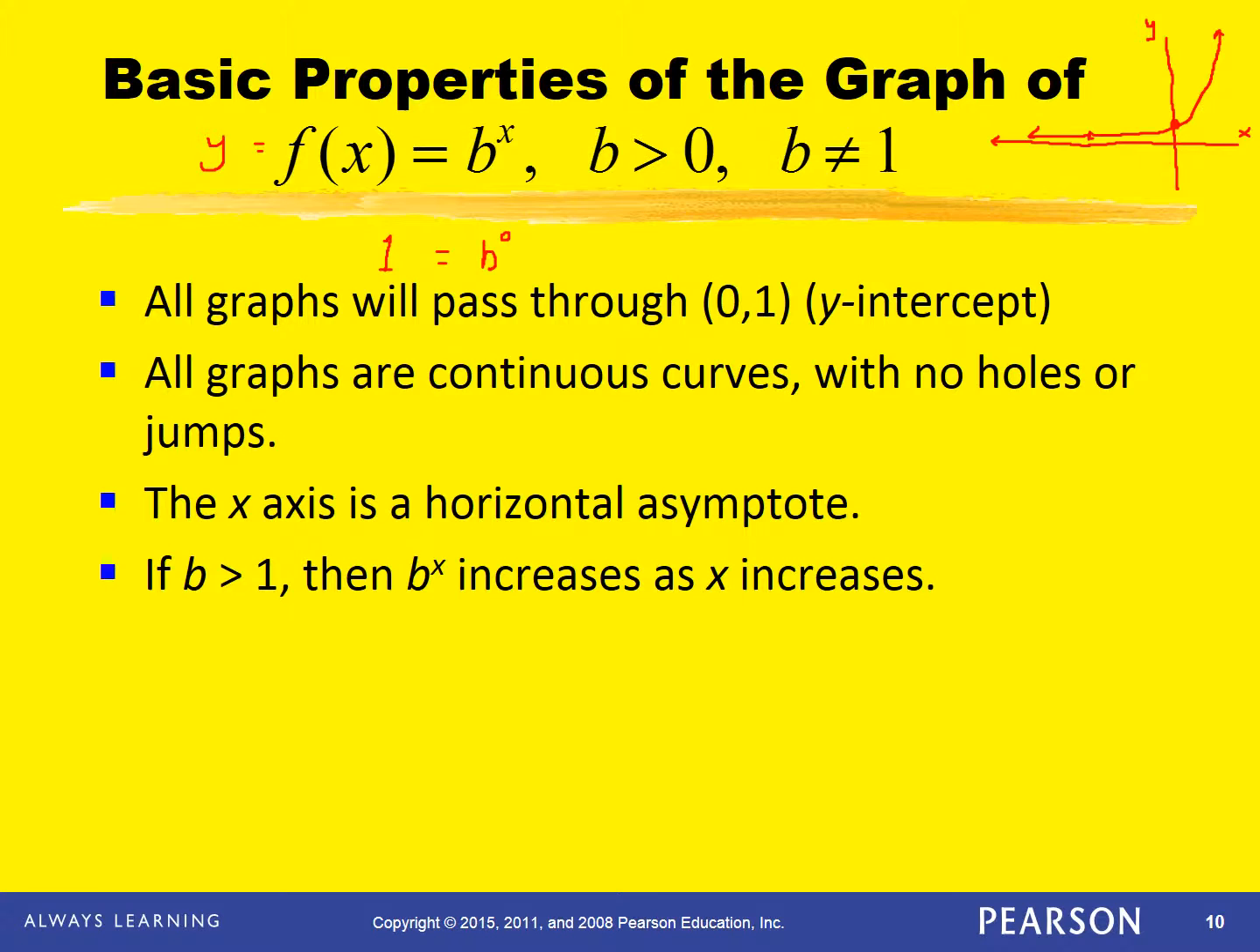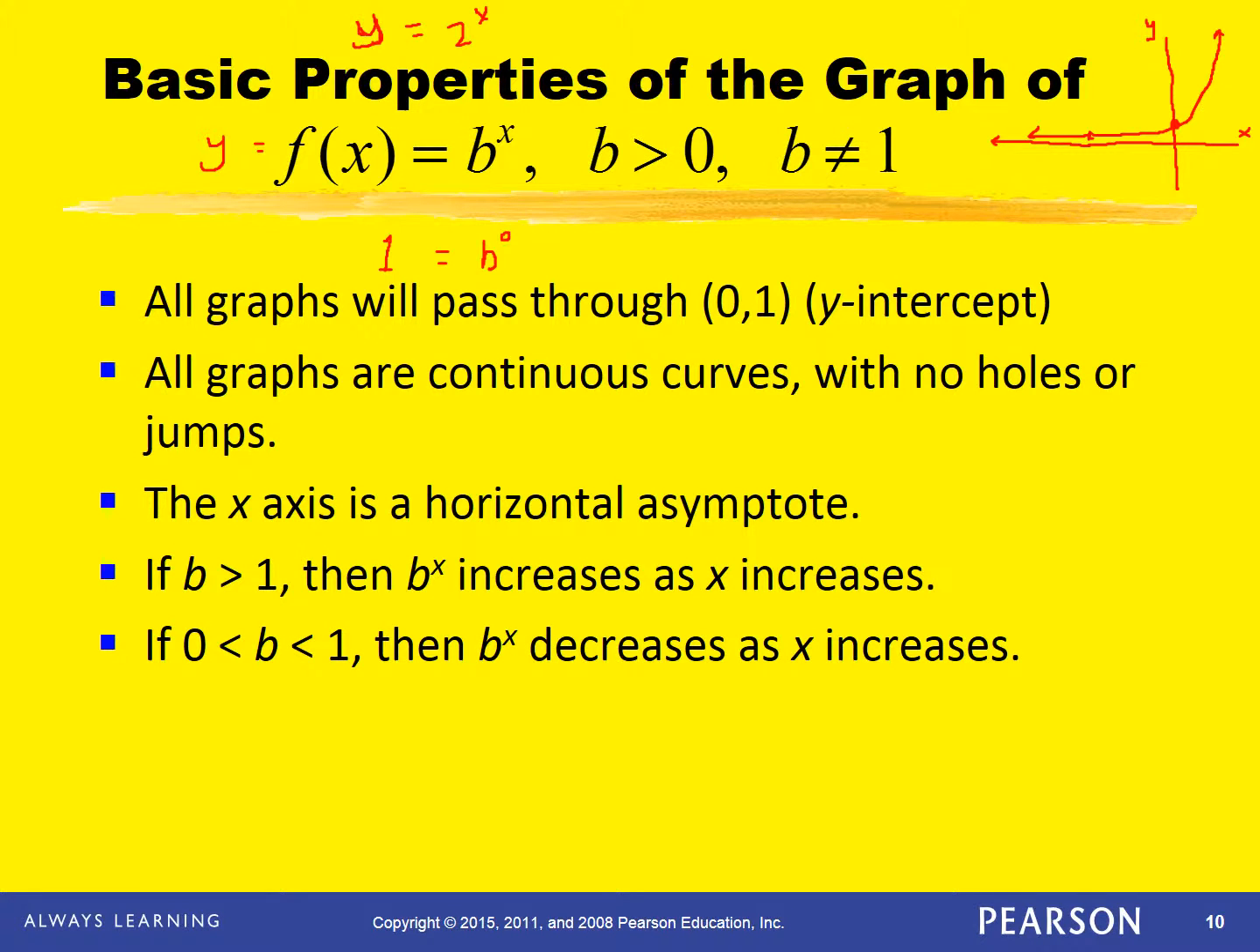If b is greater than 1, like the one we just did, right? That's what we did. We did b, the base greater than 1, y equals 2 to the x. That's kind of what we have in mind with that graph over on the right. b to the x increases as x increases. So the graph is going uphill as we read from left to right.